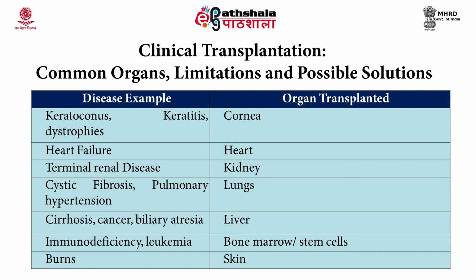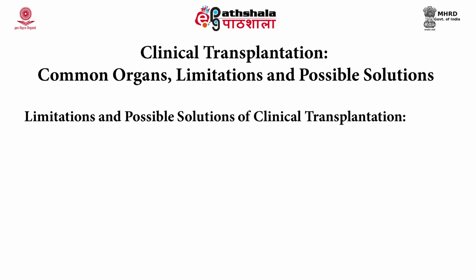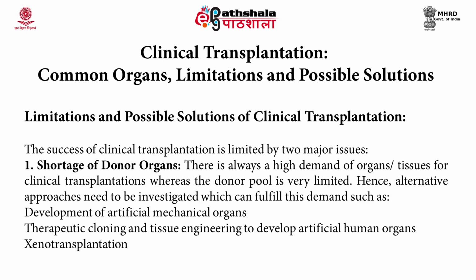Organs or tissues shown in blue are routinely transplanted ones, whereas the organs and tissues shown in yellow are still not in much routine. Let us see what the limitations and possible solutions of clinical transplantation are. The success of clinical transplantation is limited by two major issues, that is, shortage of donor organs and chronic rejection of transplant. Shortage of donor organs is always a problem for transplantation.